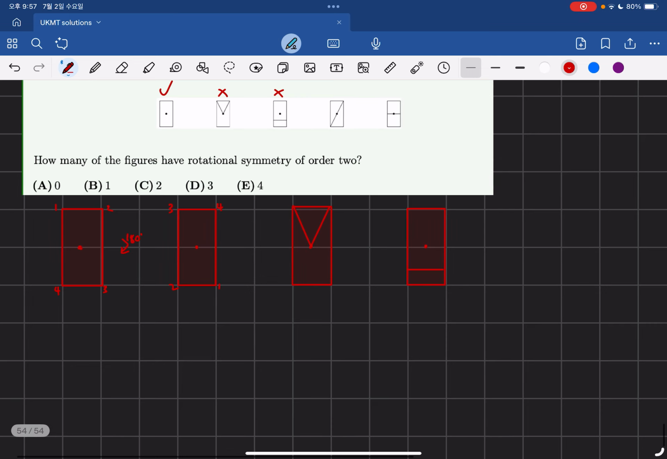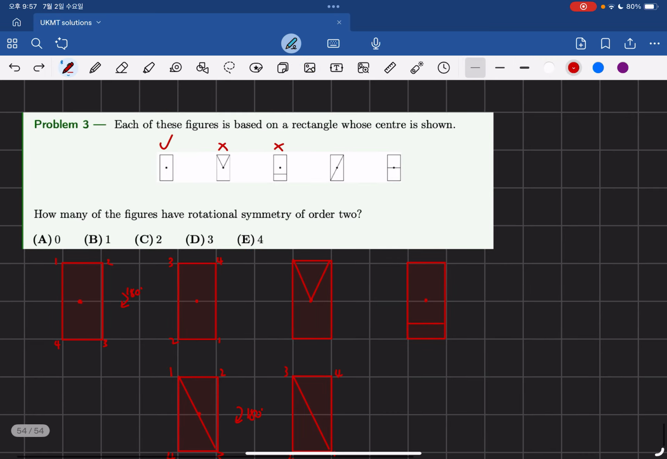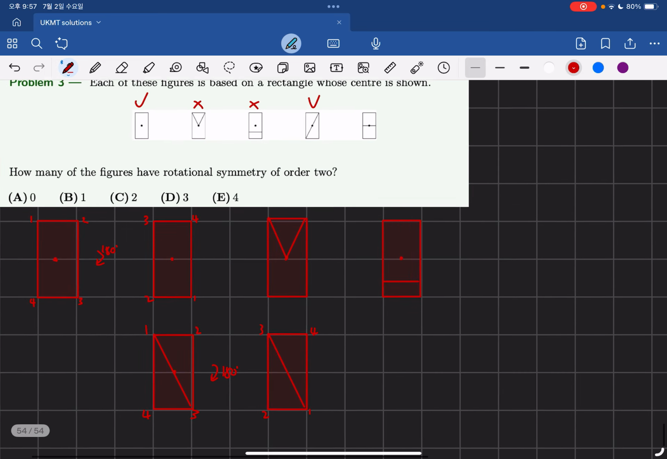Now for the fourth shape, we have a diagonal in a rectangle. We're going to number the corners again. Now if you rotate 180 degrees, we have a rectangle with a diagonal pointing the same direction, but the corners are in different locations. So the fourth shape is true.